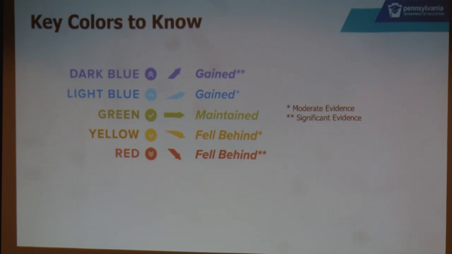If you see a blue, whether that's light blue or dark blue on a growth report, it means students gained. They gained ground. A green, they maintained their achievement. Yellow or red, they fell behind. The only difference, and you can see the little words on the right-hand side, is that whether you're seeing a light blue or a dark blue, a yellow or a red, it means the same thing, either gaining or falling behind. It's just that the difference between a light blue and a dark blue or a yellow and a red is that we have more data. If we have a dark blue, we've got a little bit more data to say they've gained ground than if you had a light blue, and vice versa, okay?